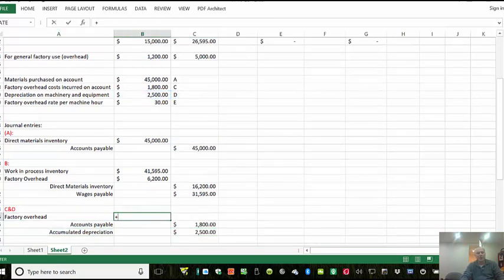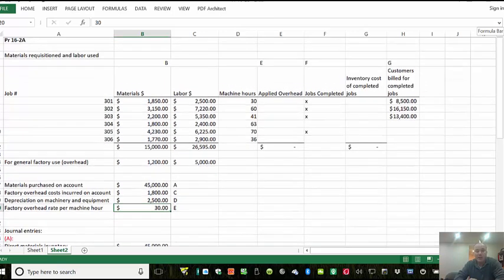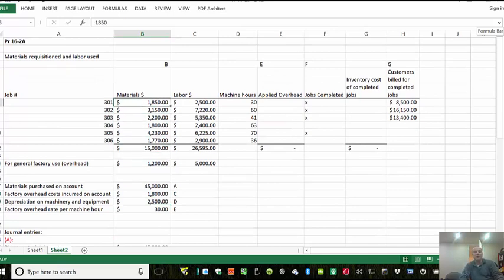So the total debit to factory overhead is the sum of these two numbers, $4,300. Part E tells us that the factory overhead rate per machine hour is $30 an hour. So that will involve applying overhead to each individual job. We're told right up here how many machine hours were used for every job. That comes straight from your text.